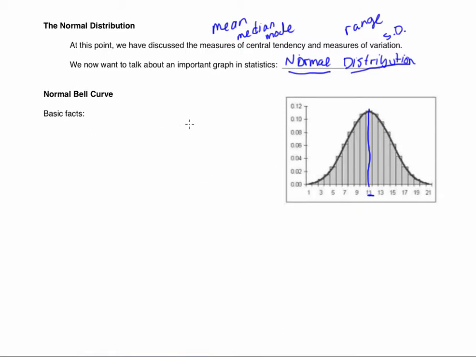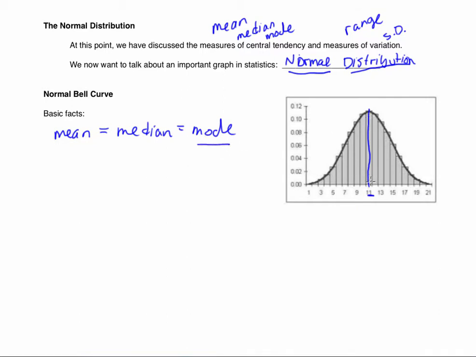Some basic facts: with a normal distribution, the mean is equal to the median, which is equal to the mode. If you look at this graph here on the right, this normal curve, we're talking about the frequency. In this case, it's relative frequency, but we can associate that with frequency. 11 occurred the most, so it's definitely the mode.